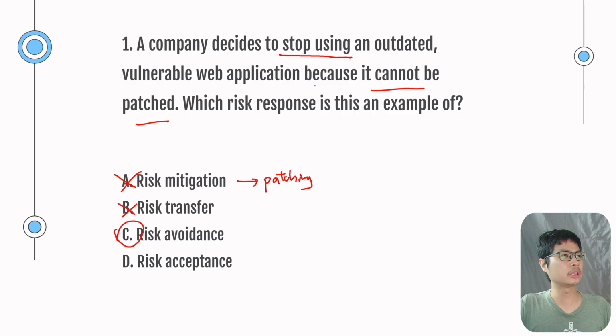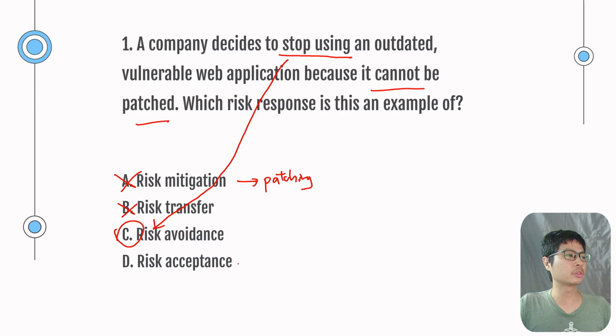Because the keyword here is stop using. So we are totally stopping it, such as totally stopping the act of skydiving and choosing a wind tunnel instead. So this is totally avoiding the risk of using a web application.